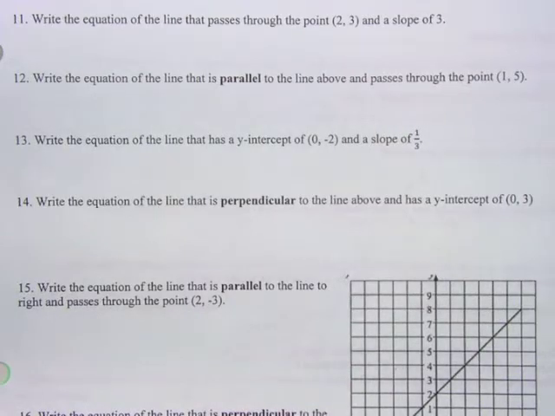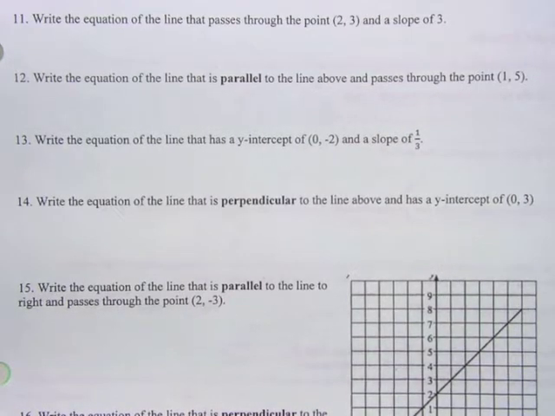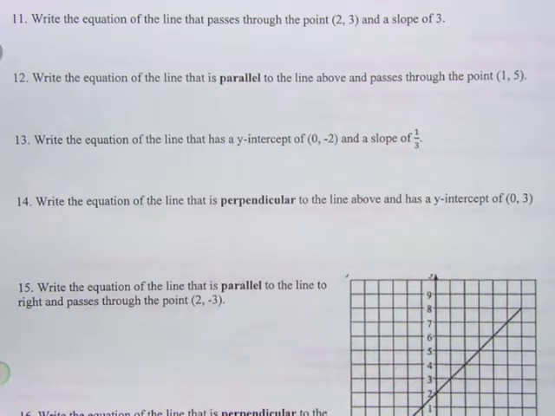We're going to continue on with the same idea. We're still writing equations of lines, but this time we're going to have a little bit more work because the point that we're given is not the y-intercept. So number 11 asks us to write the equation of a line that passes through this given point, which is (2, 3), and it has a slope of 3.